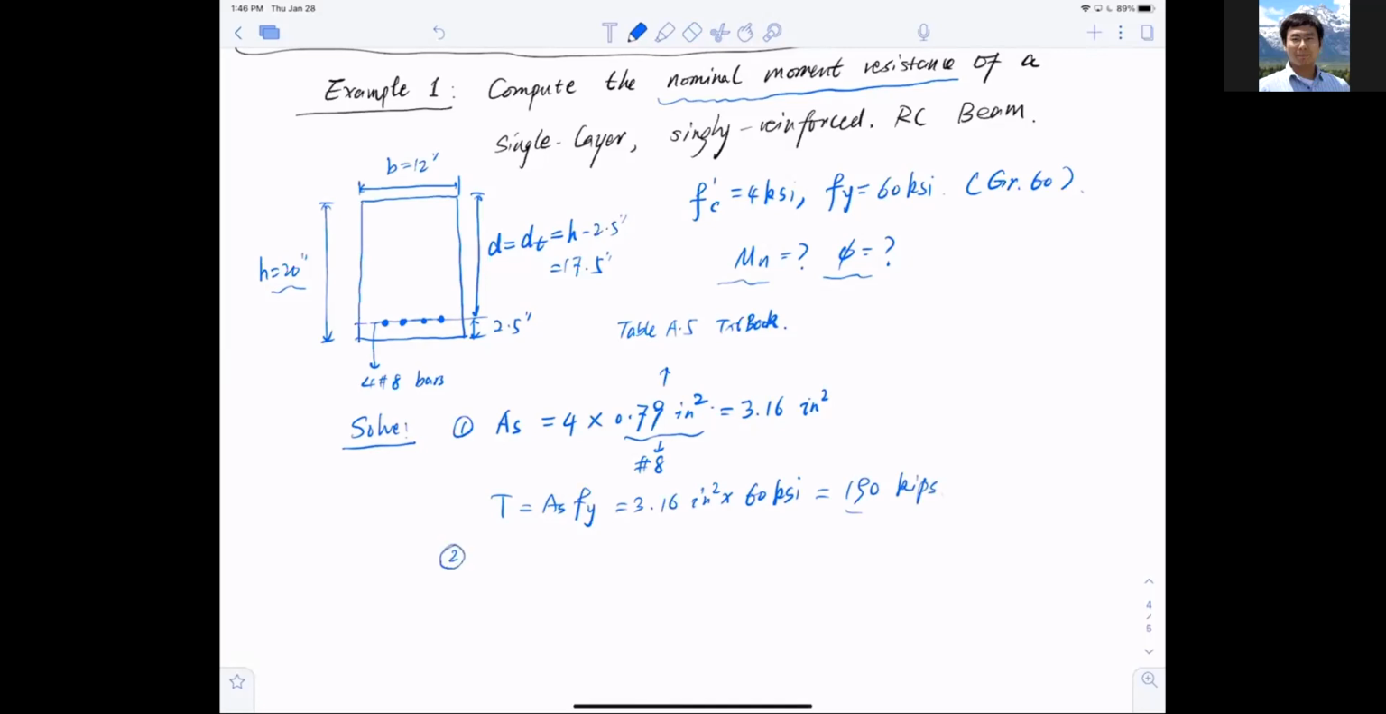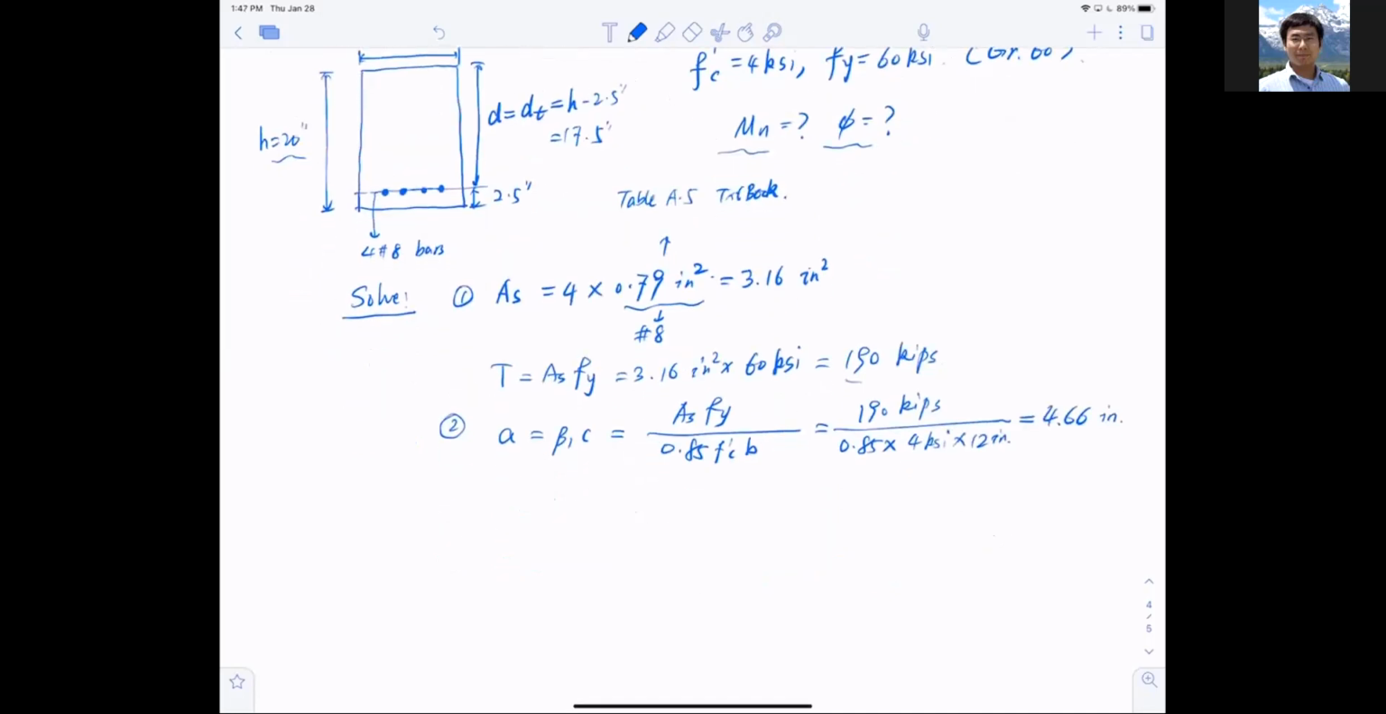The second step, I want to find my actual compressive zone a, which equals beta 1 c, and that equals As fy divided by 0.85 f'c b. Bring the numbers in. This is 190 kips on the top. At the bottom, 0.85 multiplied by 4 ksi multiplied by 12 inches, and I have 4.66 inches. So that's my actual compressive zone.